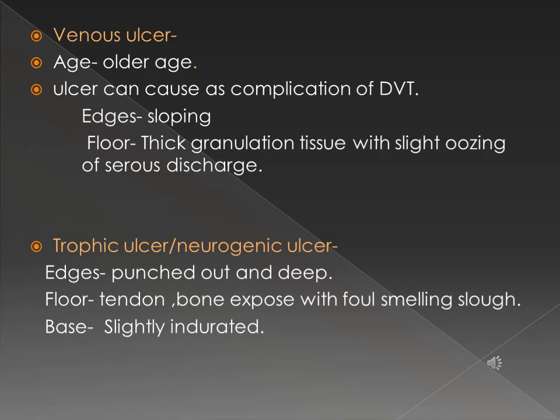Then trophic ulcer or neurogenic ulcer. History of diabetes mellitus or neurological disorders, causes like spinal nerve injury, leprosy or diabetic neuropathy. Complaint of pain is absent. Then loss of sensation is present. Then site is mostly heel and ball of the foot. Edges are punch out and deep. Floor consists of tendon and bone exposed with foul smell. Then base is slightly indurated.